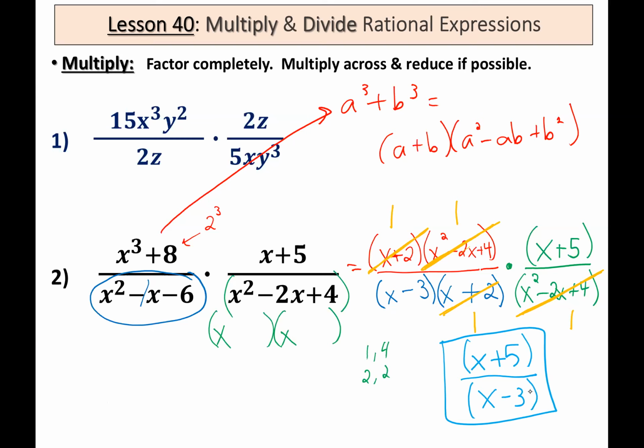Okay, so I hope that you're seeing some similarities between these two problems and what we had done in our last lesson. It's still a lot of factoring and canceling. It's just that now instead of one fraction, you have two fractions. So you can cancel within the same fraction, but you can also kind of cancel in that diagonal direction.